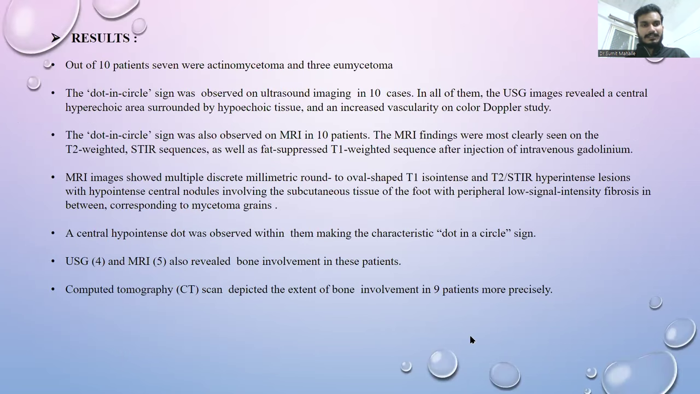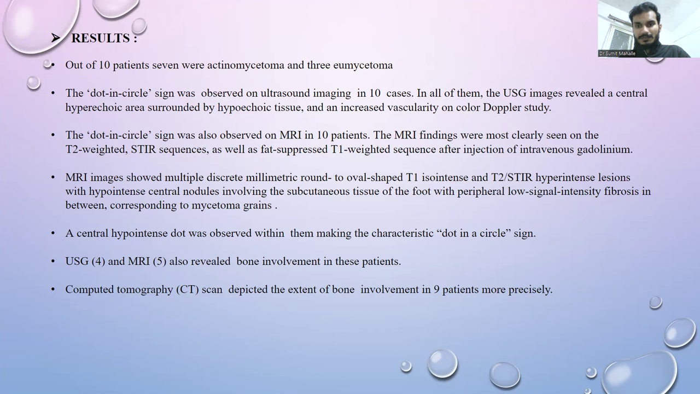So, results: out of 10 patients, 7 were actinomycetoma and 3 were eumycetoma. The dot-in-circle sign was observed on ultrasound imaging in 10 cases. In all of them, USG images revealed a central hyperechoic area surrounded by hypoechoic tissue and increased vascularity on the Doppler study. The dot-in-circle sign was also observed on MRI in 10 patients.